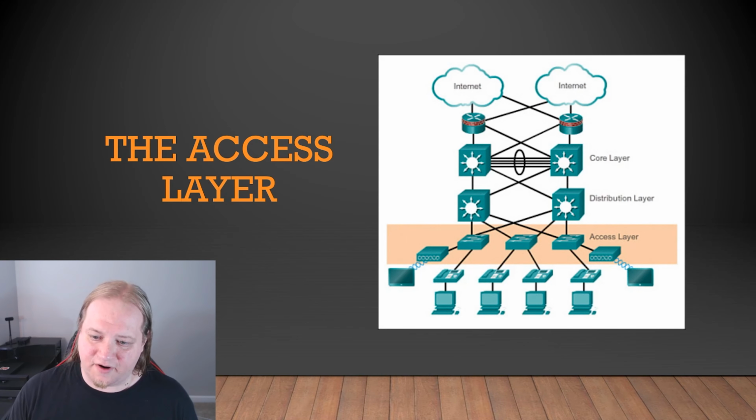So let's talk about the access layer first. As you can see, it's highlighted in the very bottom here. Access layer, it's going to phones, PCs. It's at the very bottom, and it's for getting all of your devices connected to the network at the very edge of your network.